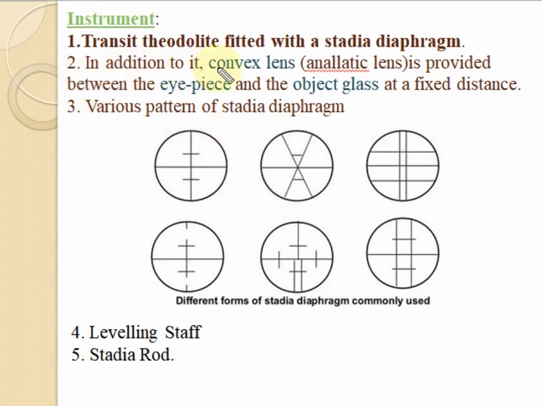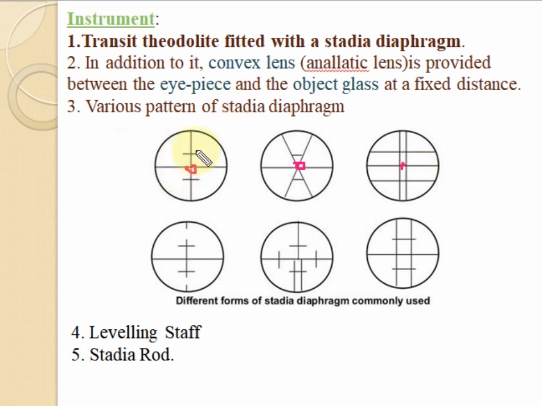In addition to its convex lens, an analytical lens is provided between the eyepiece and the object glass at a certain fixed distance. And there are various patterns of the stadia diaphragm. This is the different stadia diaphragm. So, you can see towards your object, either you have to bisect the object in this cross section or in this cross section at the center. Here you have to bisect, here you can bisect. You can also bisect at this position, exactly at the center.